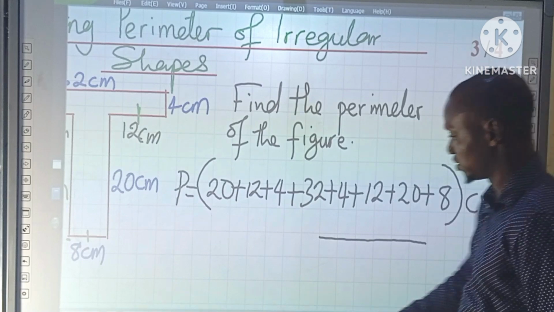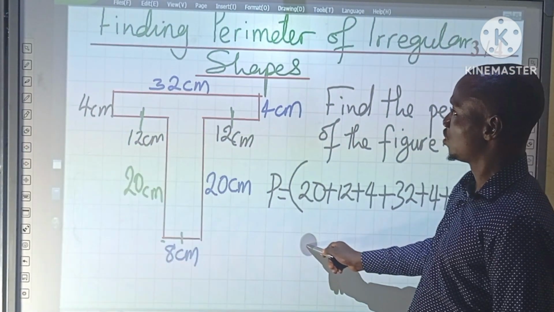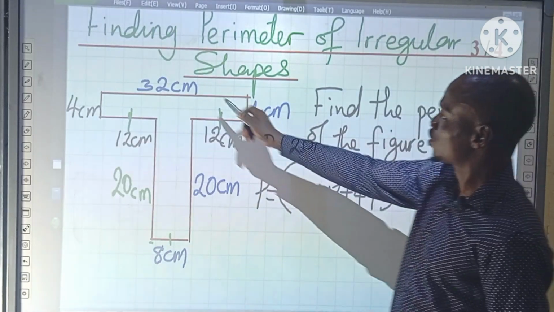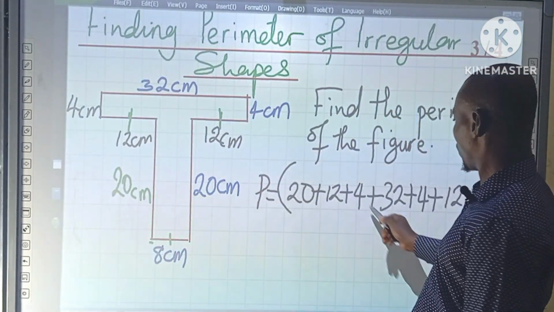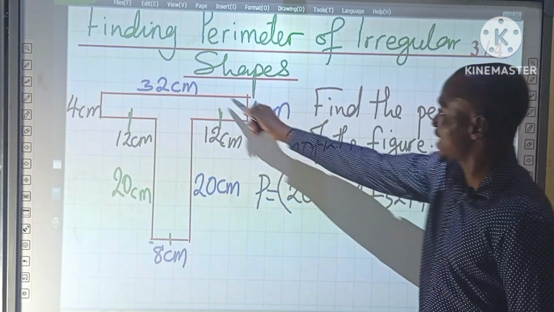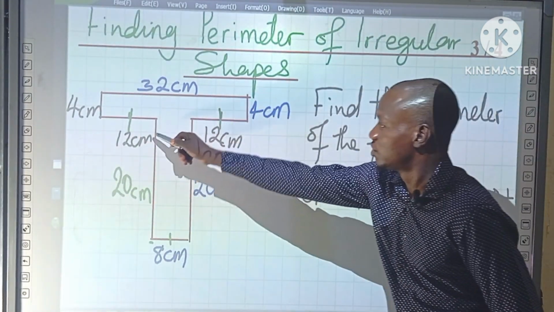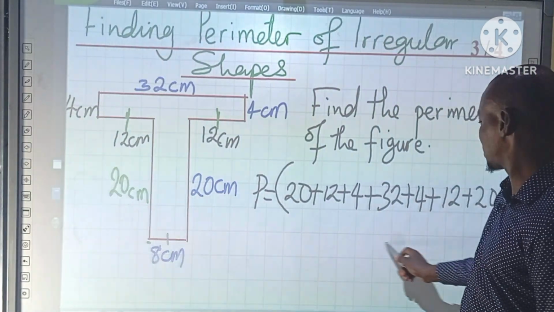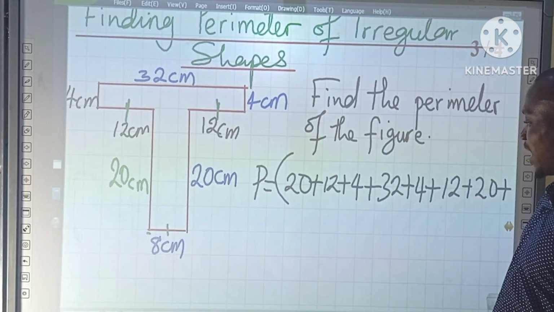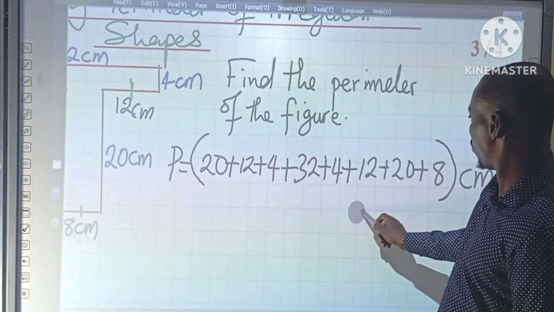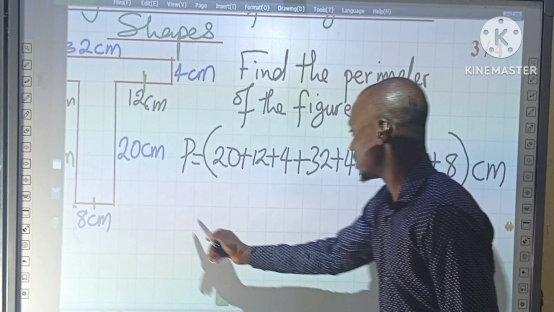So as we started with our 20, followed by the 12, followed by the 4, followed by the 32, and the other 4, the 12, the 20, and the last thing we had there was the 8, this 8 down there. So that's all. With that, we can add them together to have our final answer.